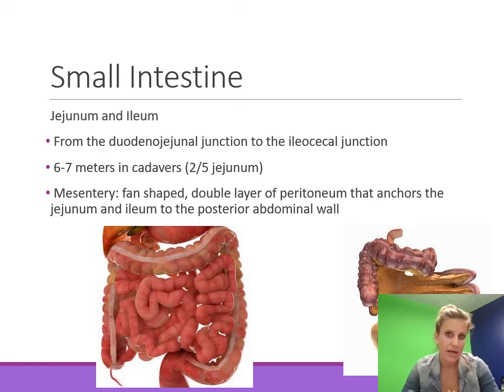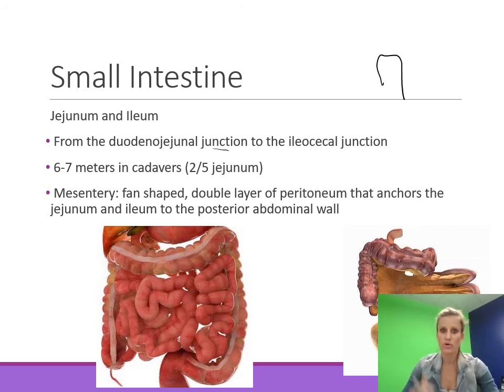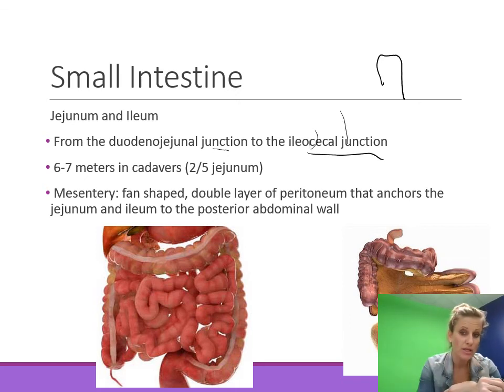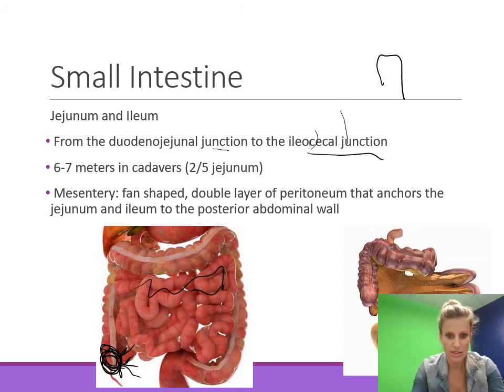After the duodenum, the next two sections of the small intestine are the jejunum and ileum. The jejunum and ileum extend from the duodeno-jejunal junction, that tight little flexure where the duodenum goes into the jejunum, all the way to the ileocecal junction. The ileocecal junction is the union of the ileum and the cecum, which is the small intestine going into the large intestine. And you see that happening here. The ileum is coming into the cecum, the first pouch of the large intestine. So you can see all the small intestine is curled up in here.